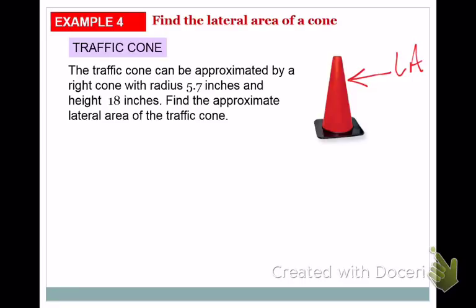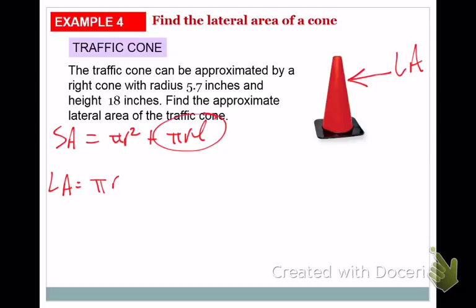Okay, and there are some approximations here. The radius is 5.7 inches, and the height of the cone is 18 inches. So find the approximate lateral area. Well, in our surface area formula, pi r squared is the area of the base. Pi RL is what we use to find the lateral area of the side. So really all I need is this. So the lateral area is pi RL.